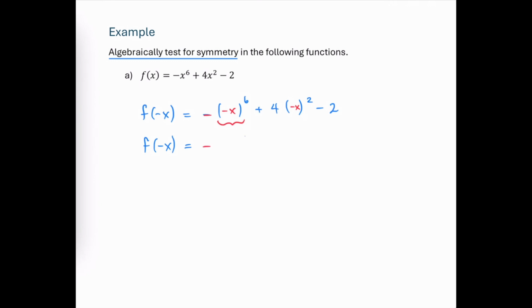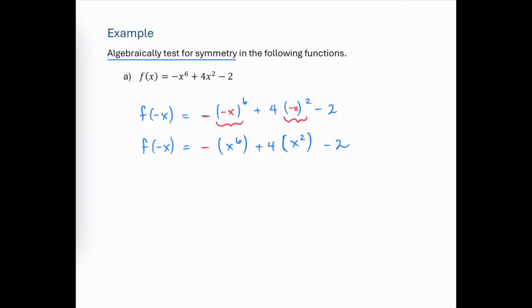Negative x raised to the 6th power is x to the 6th. And again, we'll square negative x here to get 4 times x squared, positive now, and then we still have the minus 2. So continuing to simplify, we have x to the 6th plus 4x squared minus 2. And we'll notice that that's the exact same function that we originally started with.